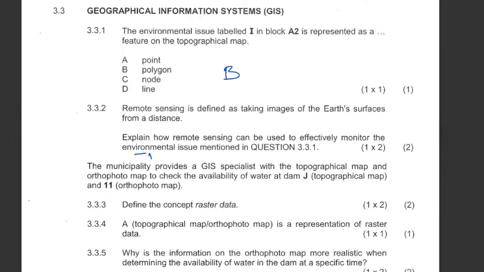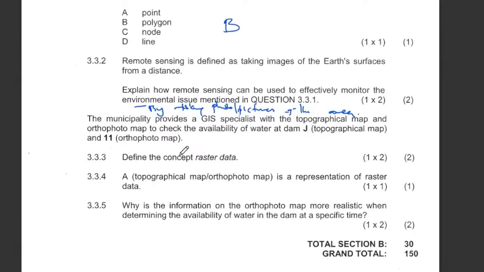This is by taking pictures. By taking photos, pictures of the area. By taking photos or pictures of the area. Right? You can take it only when you are at a distance, when you take a picture.